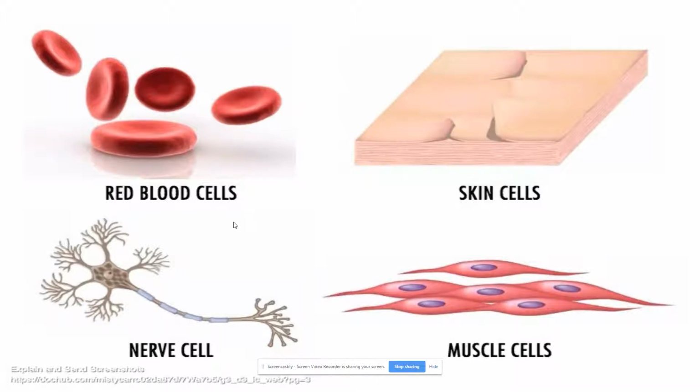So here are our cells again. We had our red blood cells. Those are the cells that form and make our blood. We have skin cells. Those are the cells that come together to make our skin or form our skin, which is an organ. We have nerve cells. These would be found in our nervous system. Our blood cells, of course, would be found in our circulatory system. Muscle cells are found throughout our muscular system.